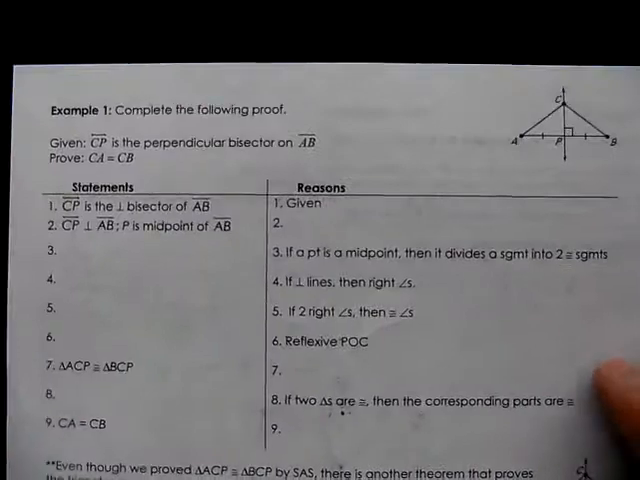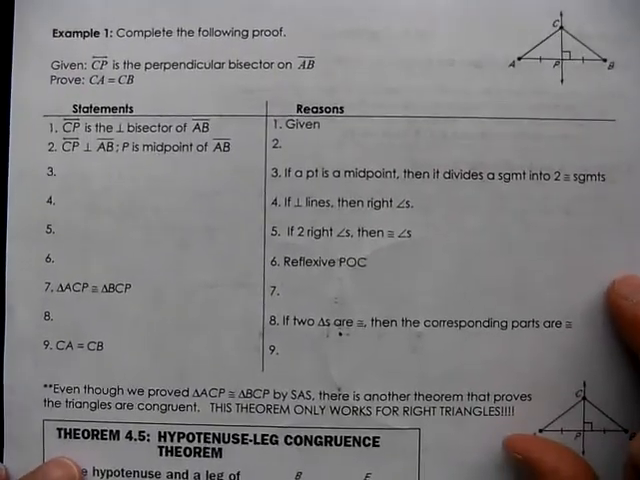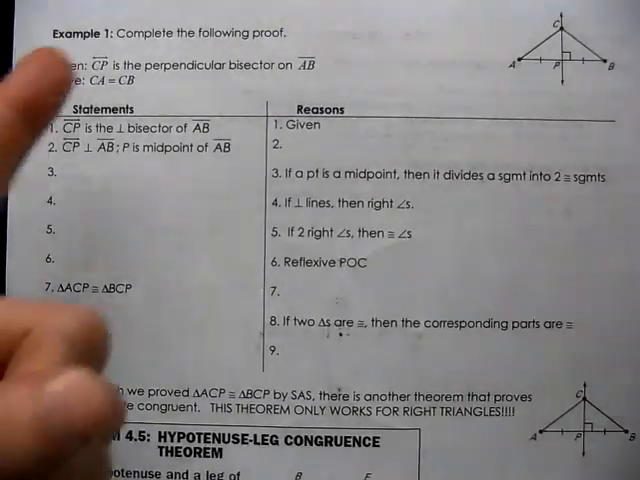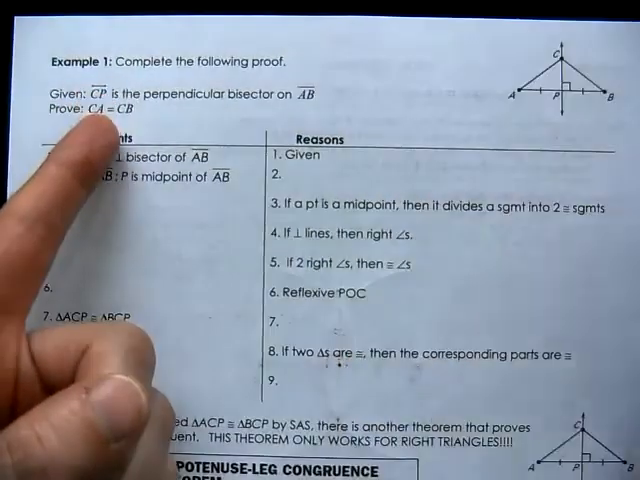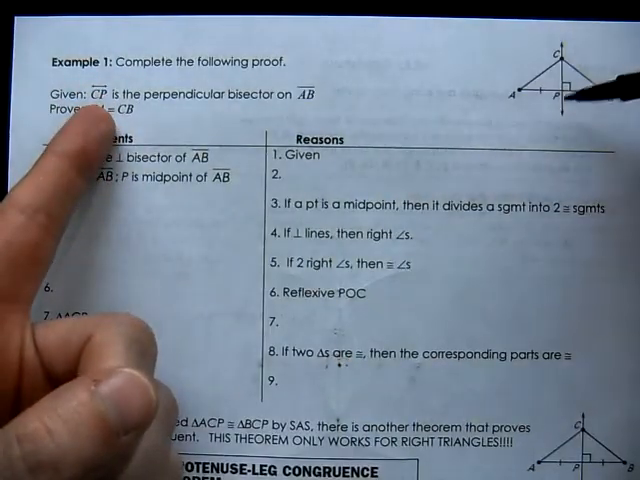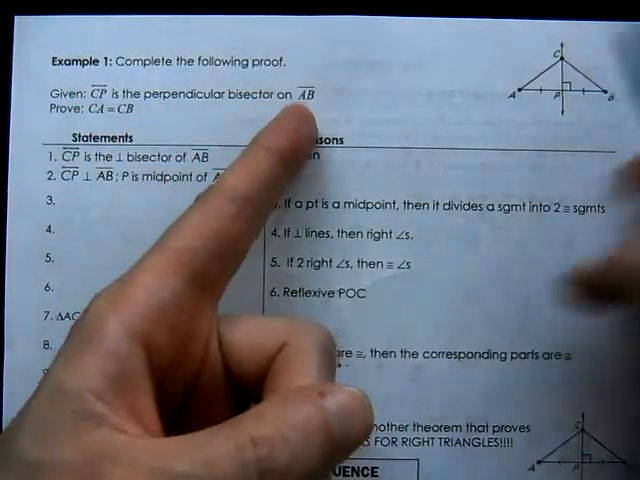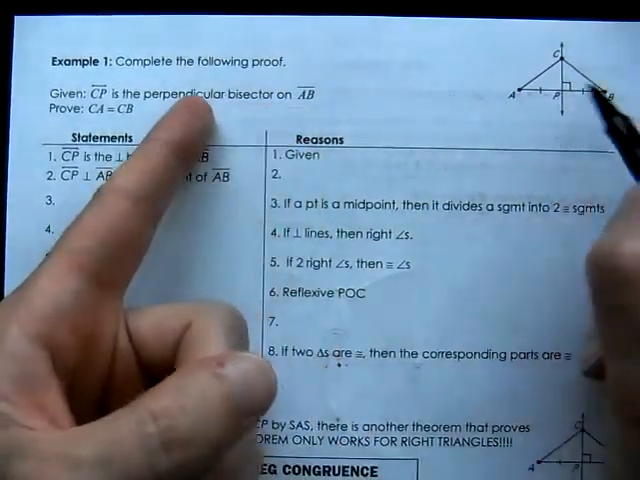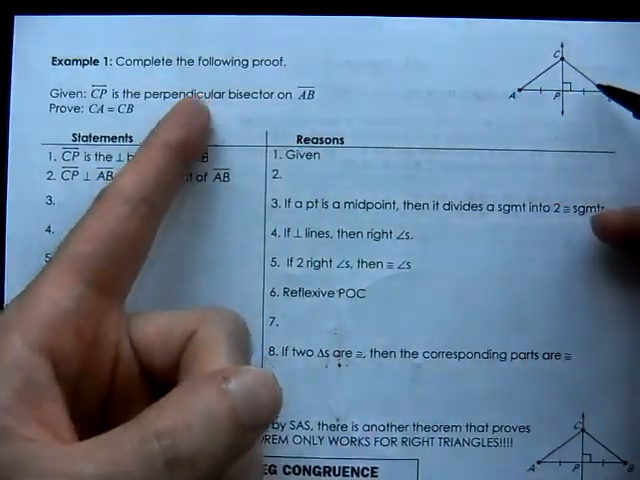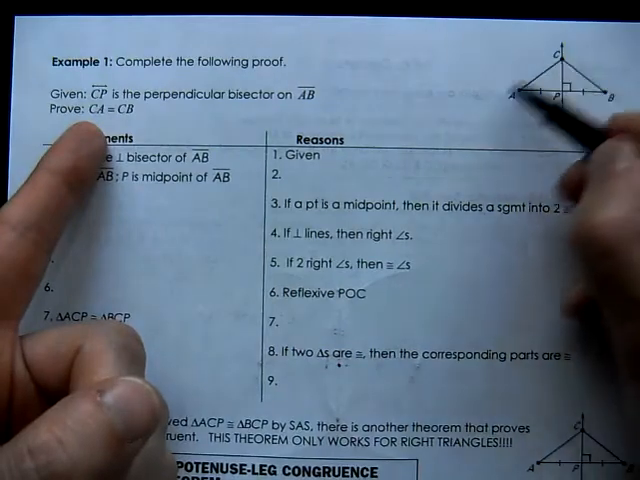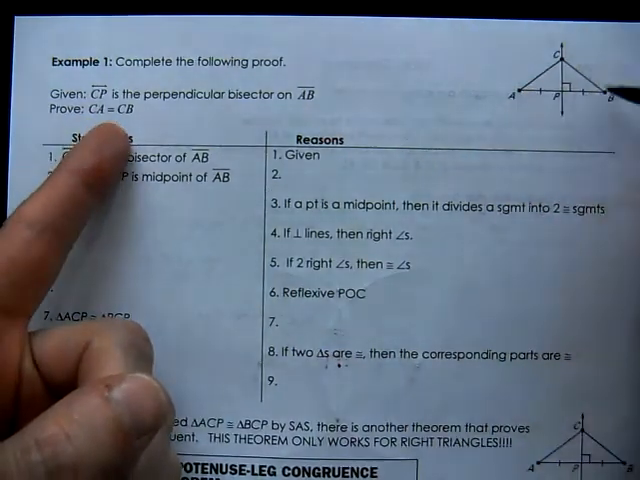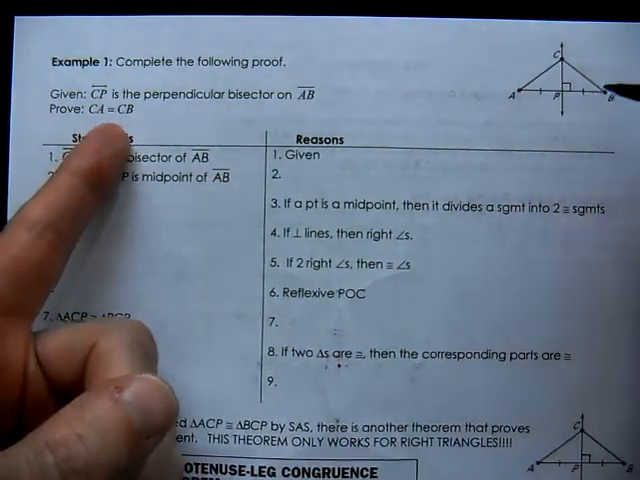So, example 1, it says complete the following proof. Notice that we have essentially the same diagram. CP is the perpendicular bisector of segment AB. So given that we have a perpendicular bisector, let's prove that the length from C to A equals the length from C to B. All right.